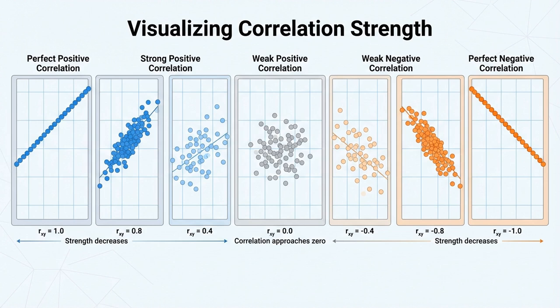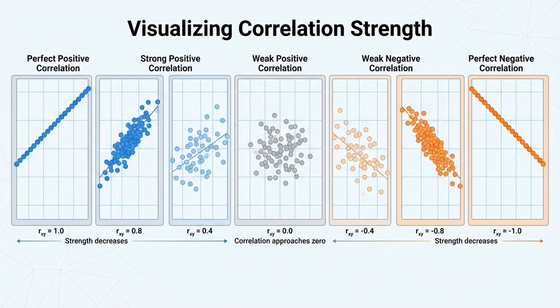Let's visualize this. Imagine scatter plots. If the correlation coefficient, denoted as r sub xy, is 1, all points lie perfectly on a line with a positive slope. As the coefficient decreases to 0.8, then 0.4, the points become more dispersed. At 0, there's no discernible pattern.